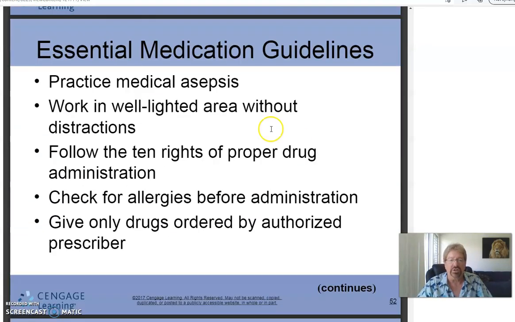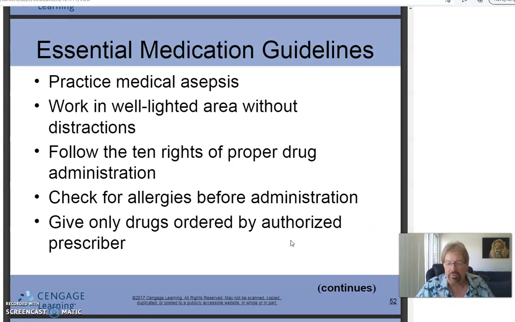Essential medication guidelines. Practice medical asepsis. Means use a sterile needle, etc. Work in a well-lighted area without distractions. Follow the 10 rights of proper drug administration. Check for allergies before administration. Give only drugs authorized or ordered by the authorized prescriber.